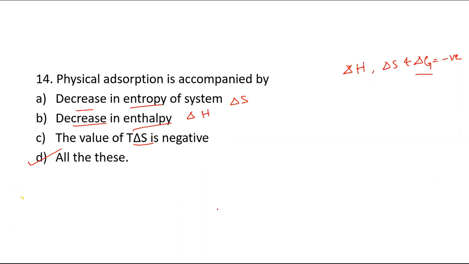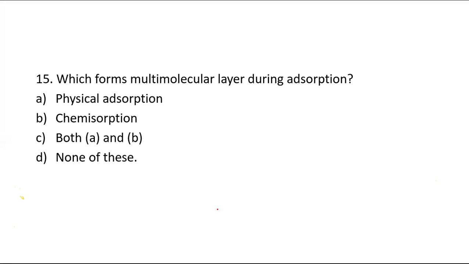Then last question. Which forms multi-molecular layer during adsorption? Since you have studied the differences between physisorption and chemisorption, tell me the correct answer. Which forms multi-molecular layer? Yes, very good, Subramanya. Option A is correct. That is physisorption. In physical adsorption, a multi-molecular layer forms, whereas in chemical adsorption it is a monolayer.